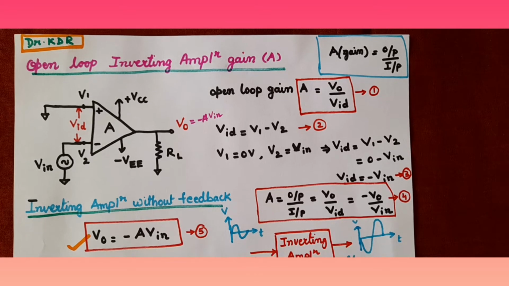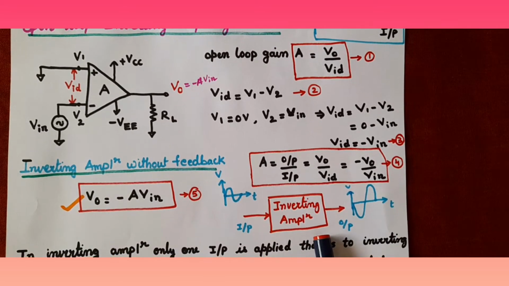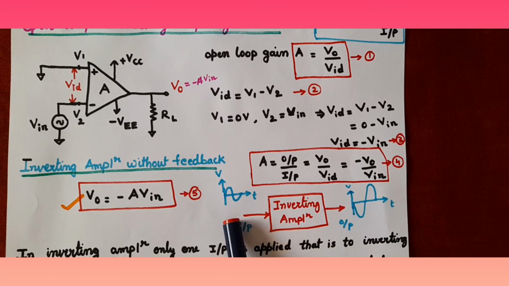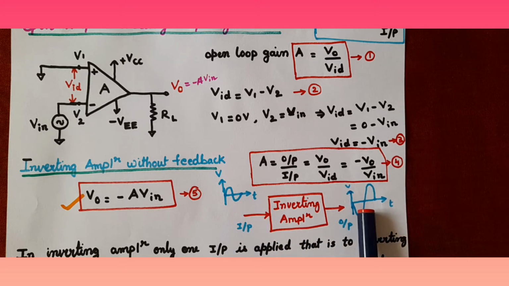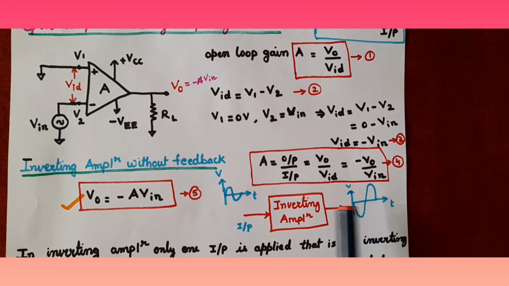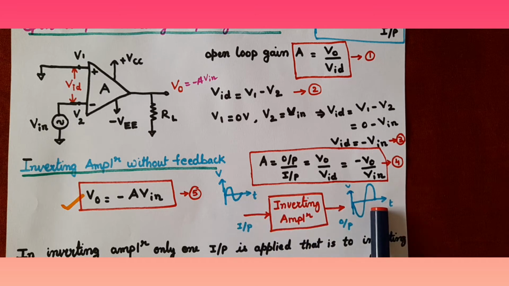So how does the waveform look for an inverting amplifier? If you are giving this type of input signal, a small amplitude signal, at the output of an inverting amplifier, it will be an amplified form, but it will be out of phase with respect to the input by 180 degree. So input and output are out of phase by 180 degree.